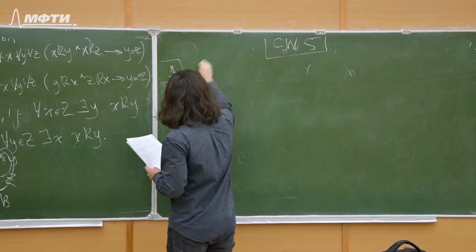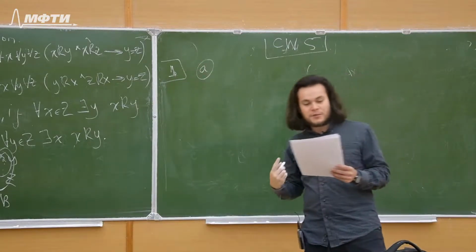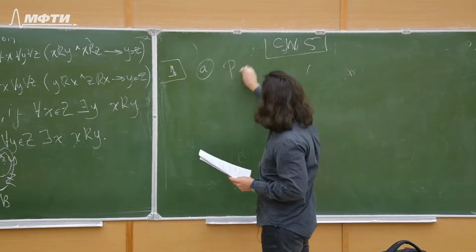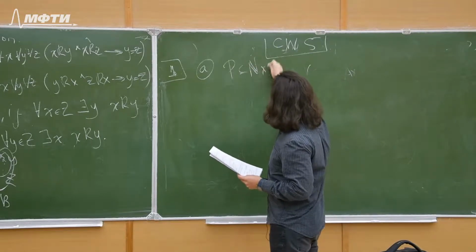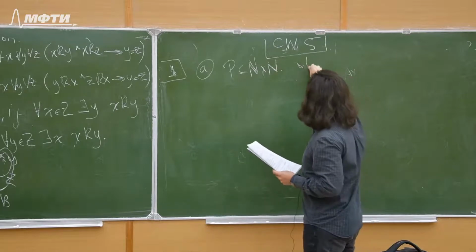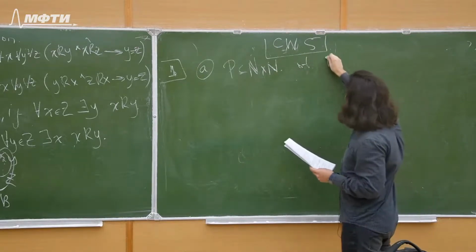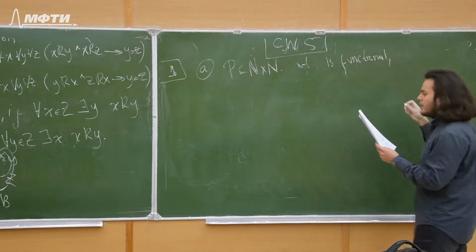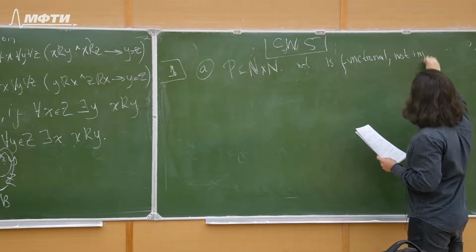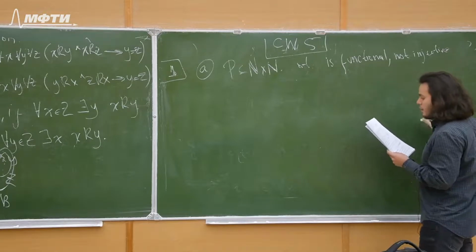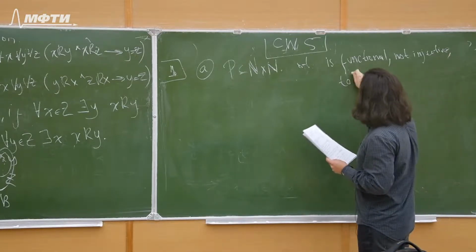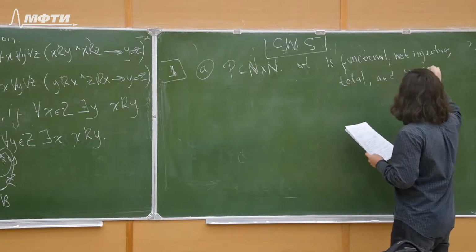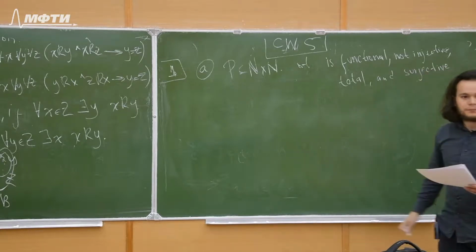1A. So we need to give some example of a binary relation P in the natural numbers, so some P from the naturals to the naturals, such that it is functional, not injective, total, and surjective. Okay.